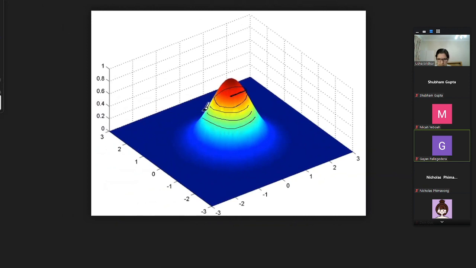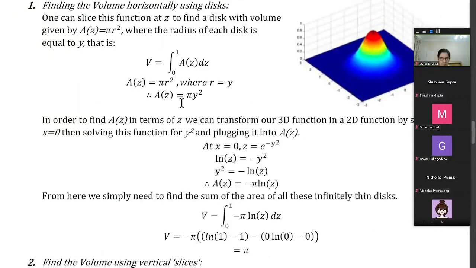So as seen here, there'll be a disk, and they're all infinitely thin. We can then find the area of each of these disks, sum them up and find the whole volume. So the area of one disk will be pi r squared, since they're circles, and in this case the radius is just y. So the area of one disk can be given by A(z), and it's pi y squared.